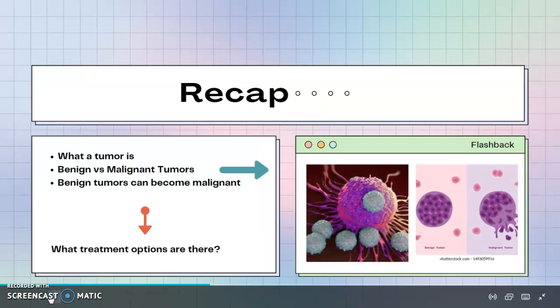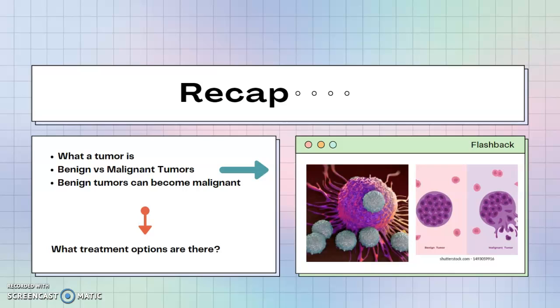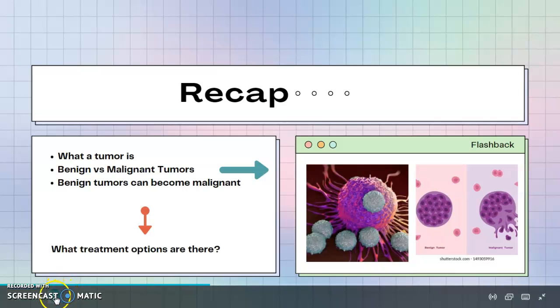Before we get into any new content, let's just revisit the previous video and recap briefly. So last time, we went over what a tumor is, the differences between benign and malignant tumors, and a bit about when a benign tumor becomes malignant. And after going through all this information, you might be curious about what different types of treatment options there are after diagnosis. Well, that's the focus of today's video, so with that being said, let's continue.